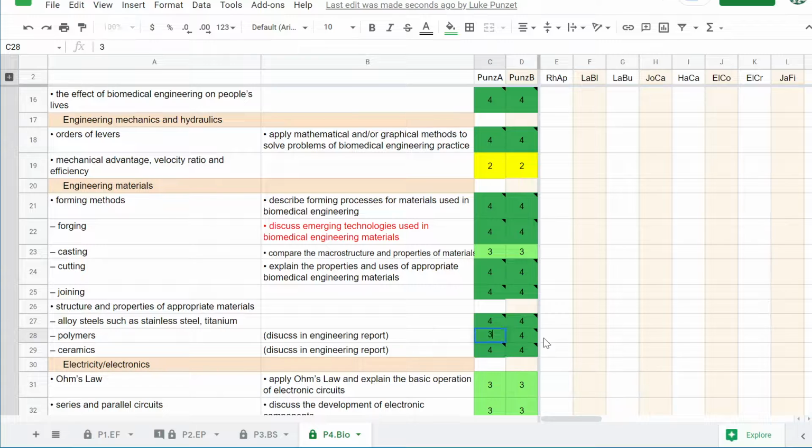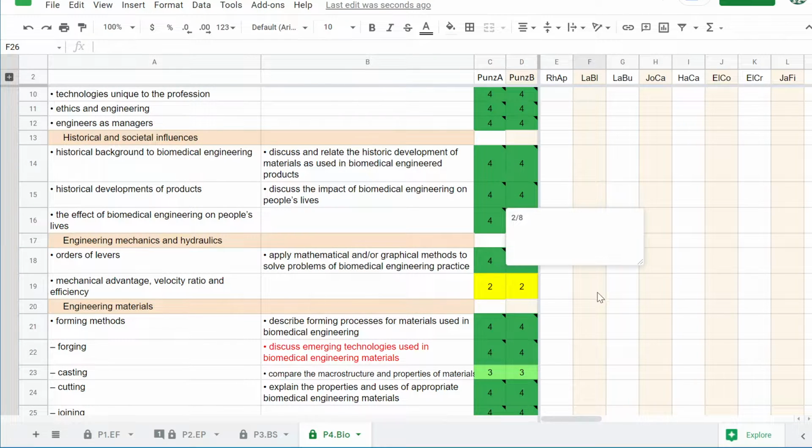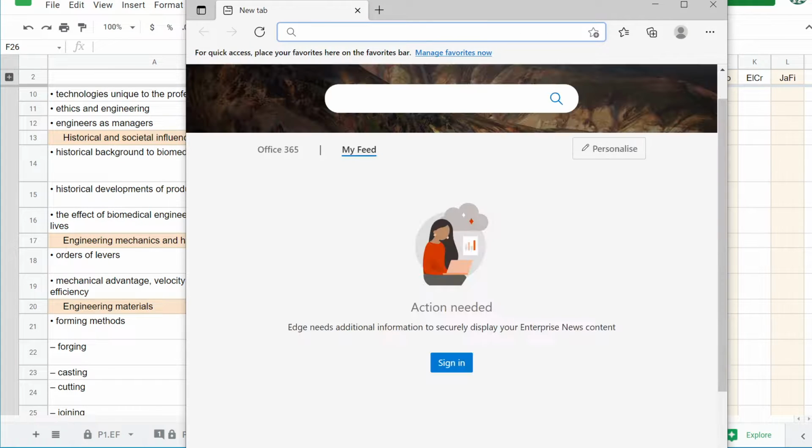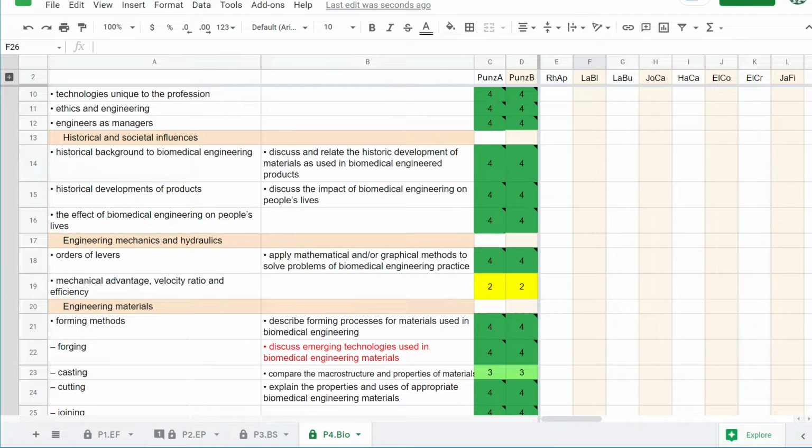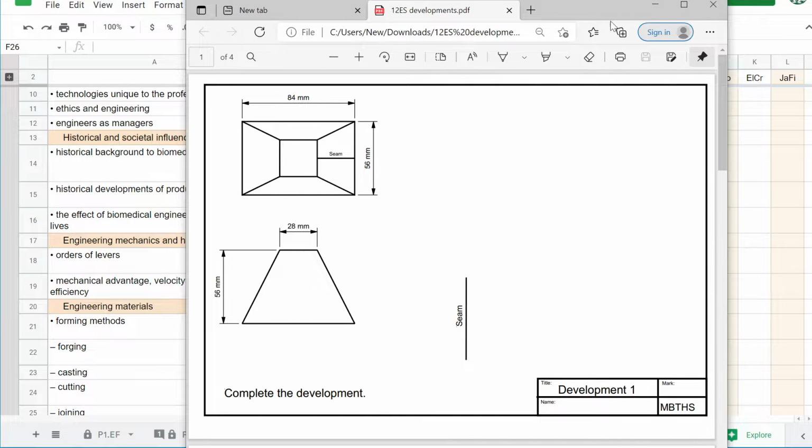I'm going to set this as 3 just to remind myself before I go that that's what I need to do. Okay, so with that said, let's talk about levers. What I want is the textbook, which I should have open, but I don't.